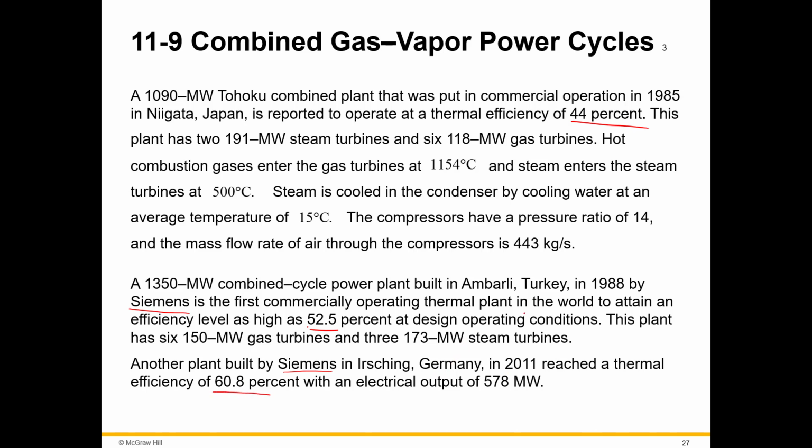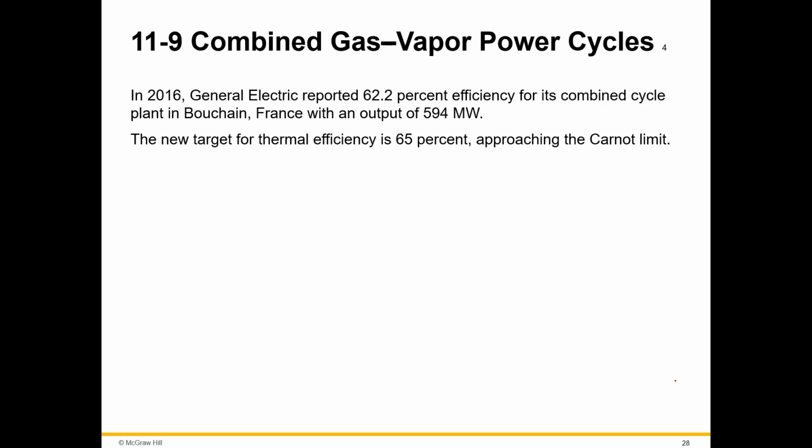This is wild. So, in this time, what is that, 23 years? In 23 years, they increased it about 8%. And that's significant. But isn't it wild when you look at it on a math level? In 2016, GE reported 62%, and the new target for thermal efficiency is 65%, which is approaching the Carnot limit, because remember we have those heat limits, right?